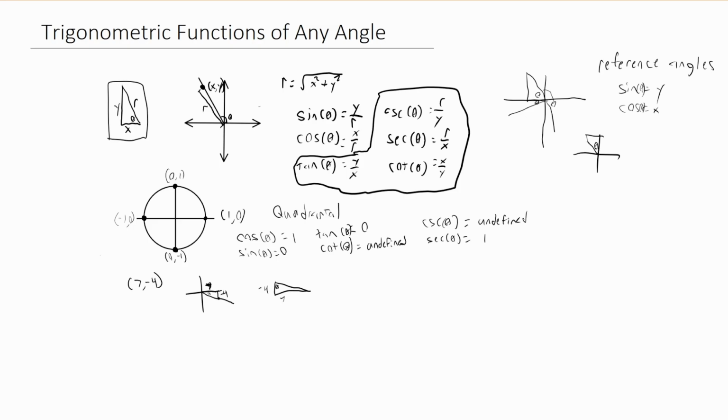So if you're trying to solve a problem like this where you're given this point, the first thing we want to do is find our r value. To find r, we're going to use the Pythagorean theorem, or the distance formula between 0 and this point, and that's going to be the square root of 7 squared plus -4 squared. That's going to equal our r. So 7 squared is 49, and -4 squared is 16. So we get the square root of 49 plus 16, which is going to be the square root of 65.